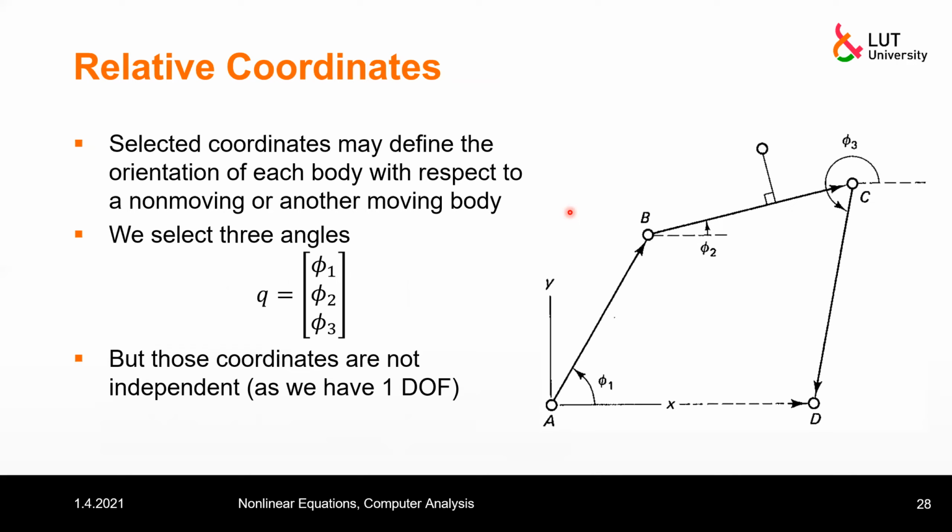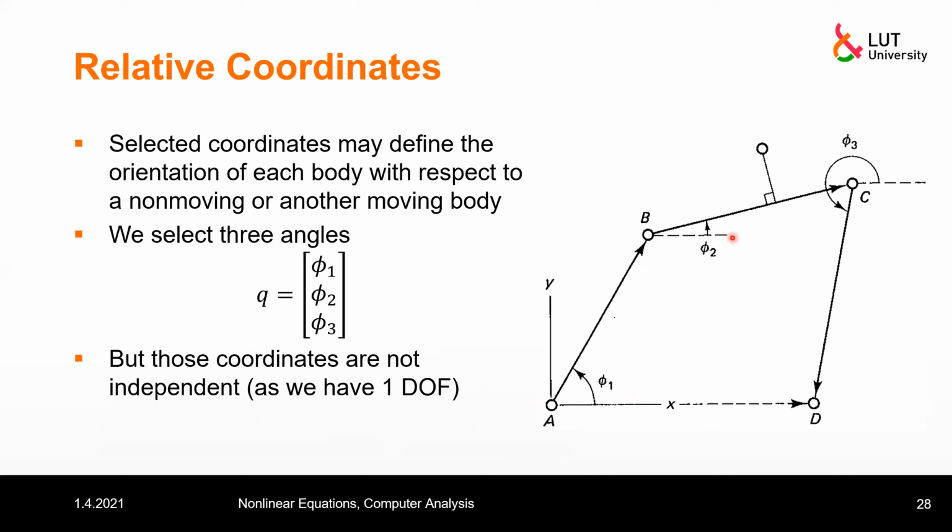Yeah, so we use some redundant coordinates because the system still has 1 degree of freedom. Relative coordinates are written in 2 main ways. Either, for example, like here, we use the angles of those 3 bodies because we have 3 links, so we use 3 angles. We use this line here.